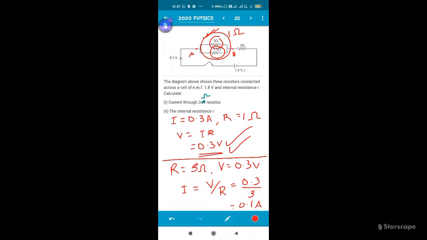So we have found out the current. It is 0.1 ampere. Now your next question is you have to find the internal resistance small r. This is a very easy one. Let's do it.